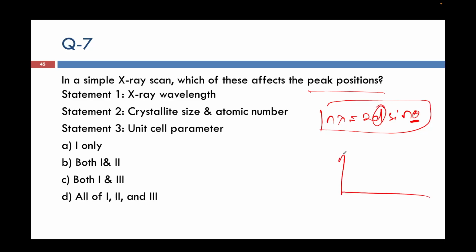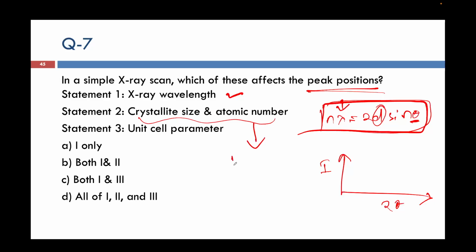In a typical X-ray diffractogram, you will be getting I versus 2θ, and this theta will give you the peak position. And X-ray wavelength, yes, nλ = 2d sin θ. As you vary the X-ray wavelength, accordingly the peak position will also change. Crystallite size and atomic number will not matter in this equation. They do not influence peak position, but they will influence other things, which we will study later.